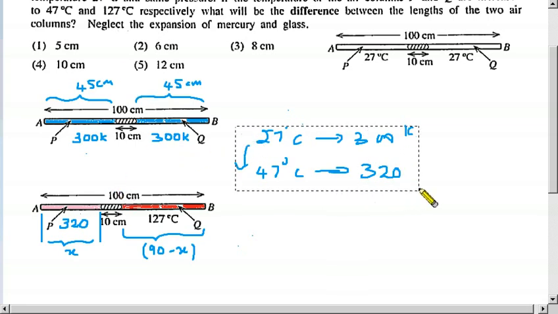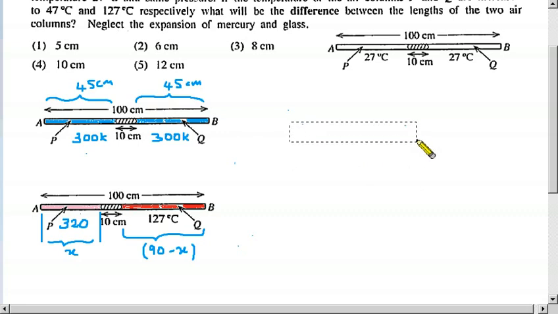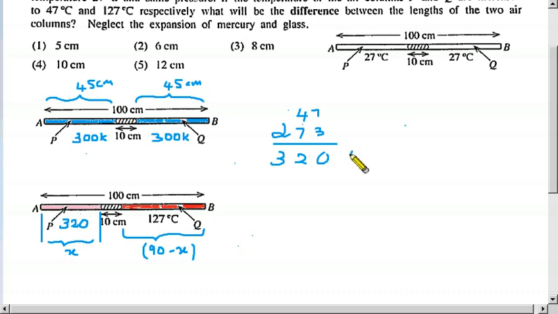Or otherwise you can just add 273 to 47. 47 plus 273 gives 320. So like this you get that value.